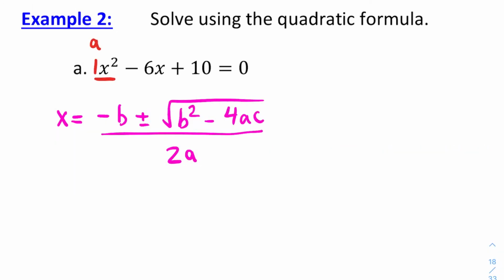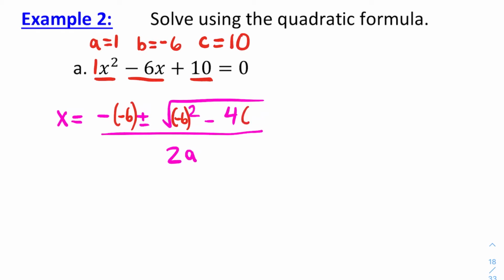Beautiful. So a is your coefficient on your squared term, b is your coefficient on your variable to the first power, and c is your constant. So we're going to go ahead and replace those values in our quadratic formula. So b is negative 6. Make sure you plug things in their own set of parentheses. a is 1 and c is 10, and then a is 1 in the denominator as well.